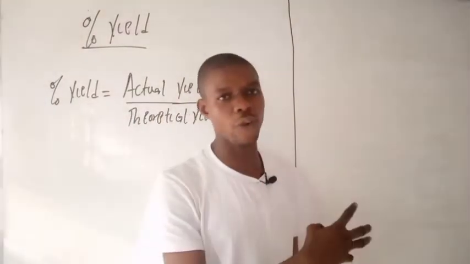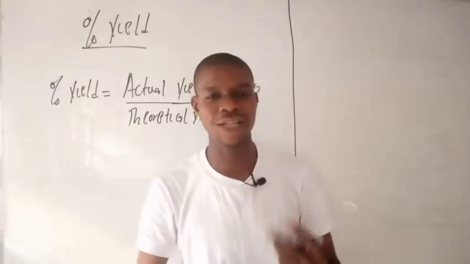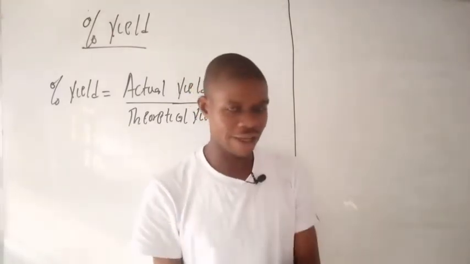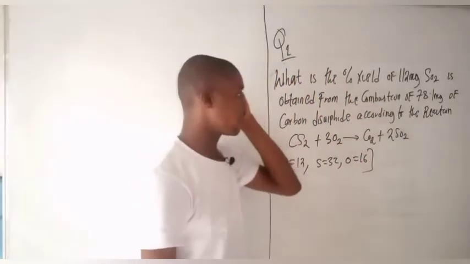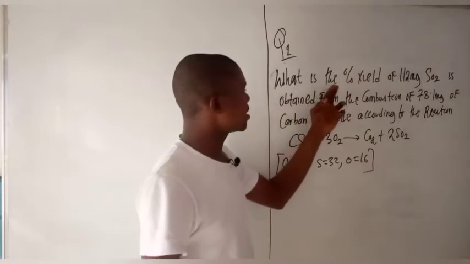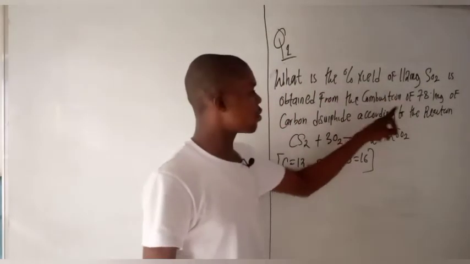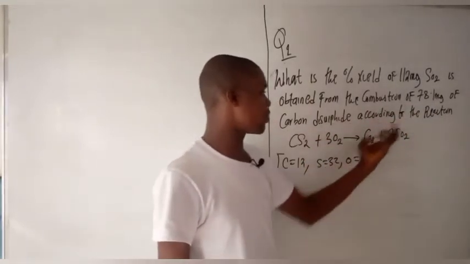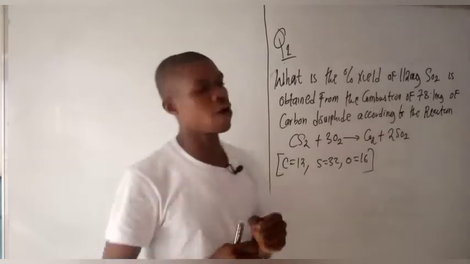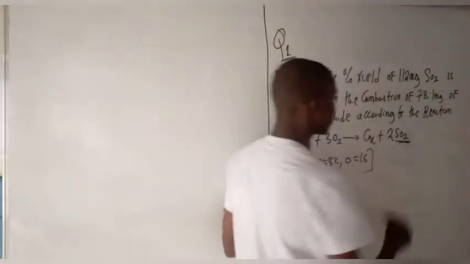So now let me give you some questions. Let's solve some questions so you can understand what I'm trying to say here, right? So now let's look at this question. It says: what is the percentage yield of SO2 obtained from the combustion of 78.1 milligram of carbon disulfide according to the reaction? Here they ask what is the percentage yield of SO2 that is obtained. Do you get that?